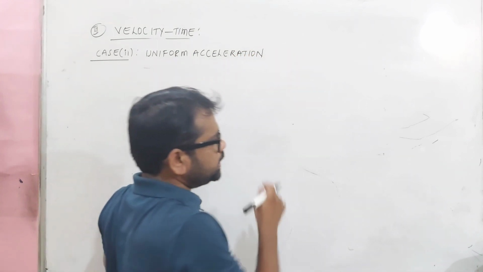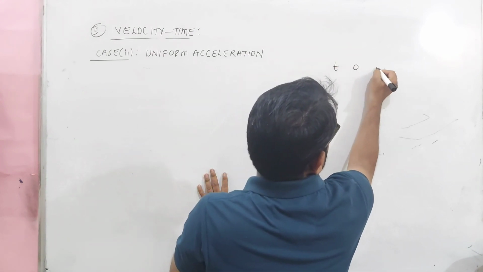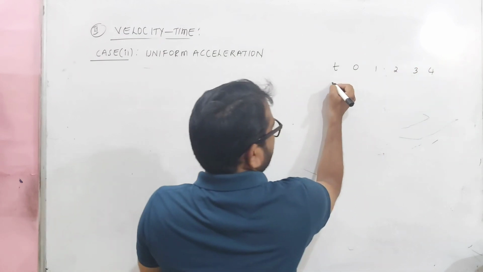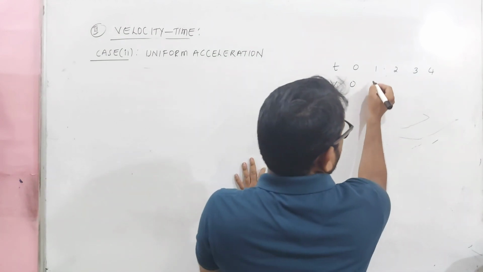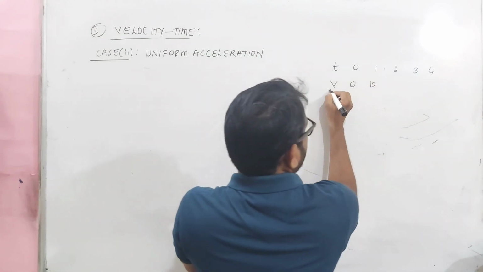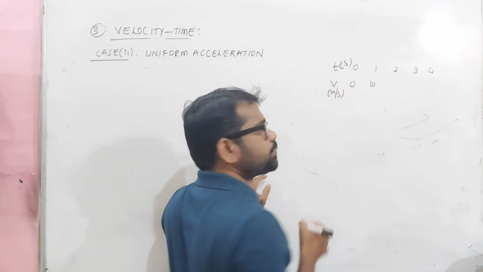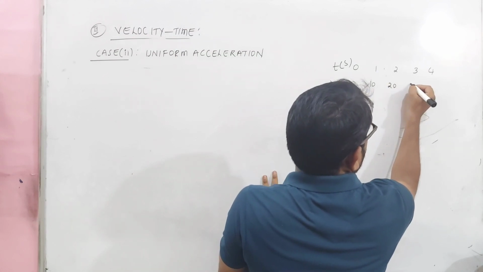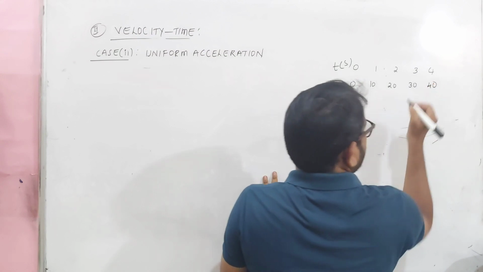Children, let us take an example where at different timings 0, 1, 2, 3, 4 seconds, the velocity is initially 0. After 1 second, let it be 10 meter per second. Velocity is taken in meter per second and time is taken in seconds. After 2 seconds, it is 20 meter per second. After 3 seconds, 30 meter per second. After 4 seconds, it is 40 meter per second.